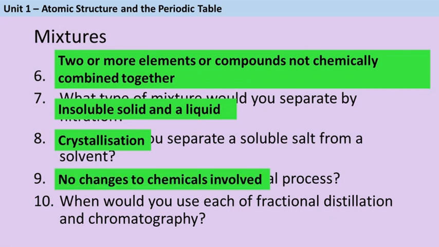Distillation isn't a chemical process because it doesn't involve a chemical reaction. It just involves heating something up until a liquid evaporates at its boiling point. The chemical properties of that liquid haven't changed, so it's not a chemical process.